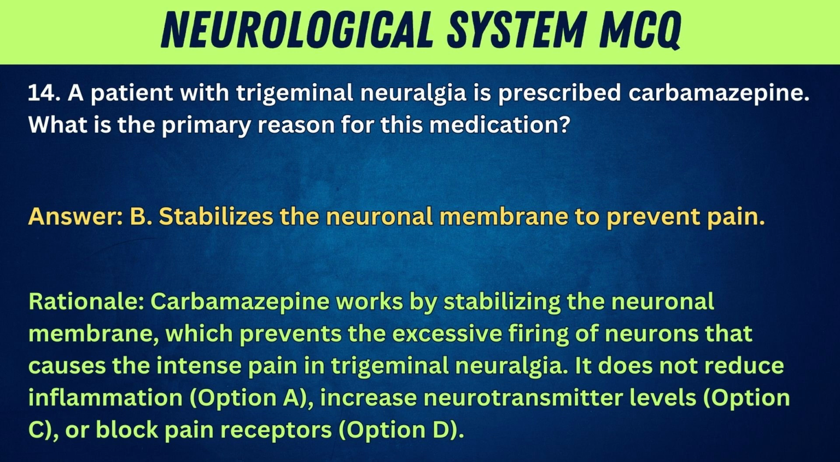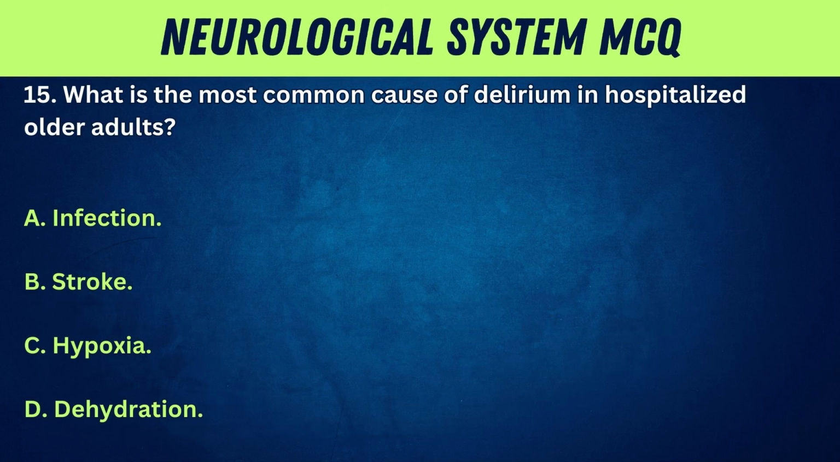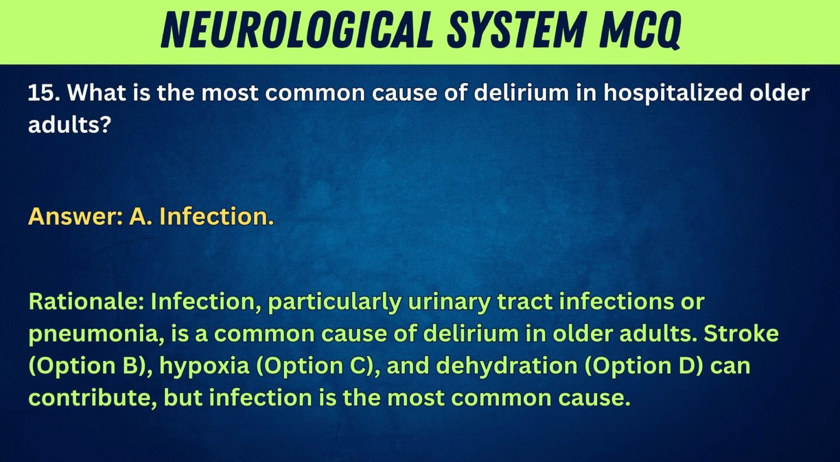Rationale. Carbamazepine works by stabilizing the neuronal membrane, which prevents the excessive firing of neurons that causes the intense pain in trigeminal neuralgia. It does not reduce inflammation, option A, increase neurotransmitter levels, option C, or block pain receptors, option D. 15. What is the most common cause of delirium in hospitalized older adults? A. Infection. B. Stroke. C. Hypoxia. D. Dehydration. Answer. A.